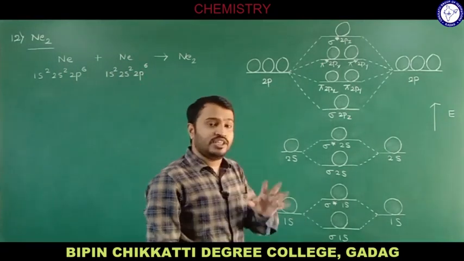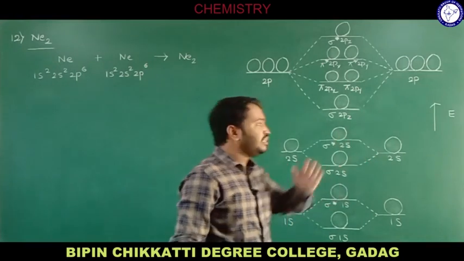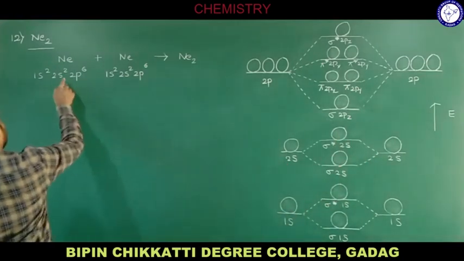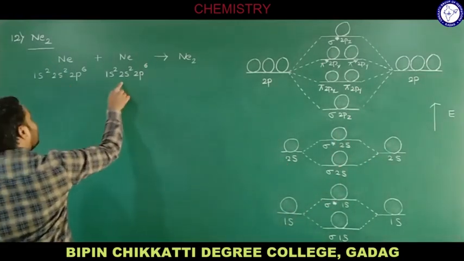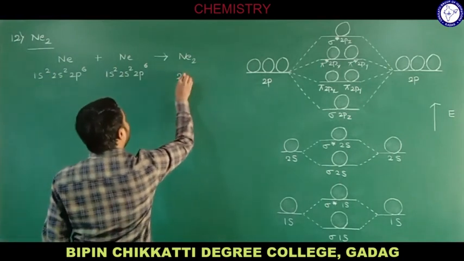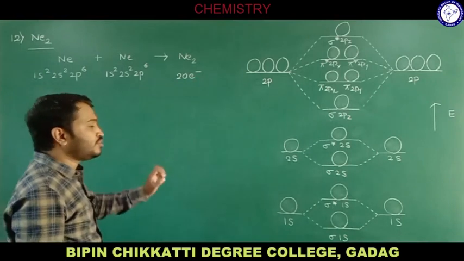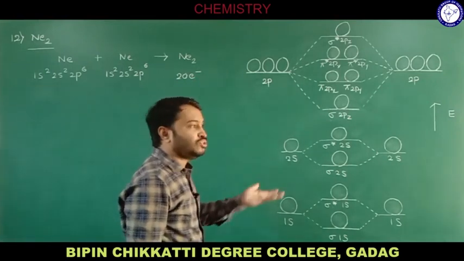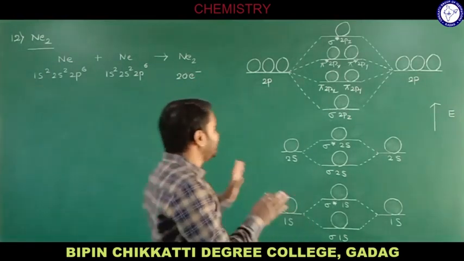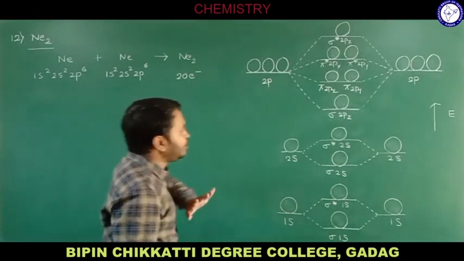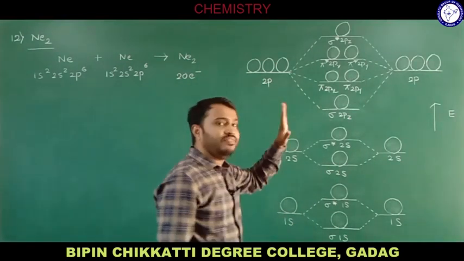Noble gases, this particular element belongs to the 18th group. So 10 electrons from this neon and 10 electrons from this neon, totally we have 20 electrons. This is a molecule. We don't have any plus or minus, either to lose or to gain electrons. Therefore, totally 20 electrons we have, and 20 electrons have to be distributed in this MOT.